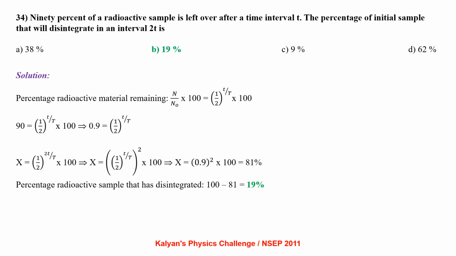Now for the second case, x equal to (1 by 2) whole power 2t by T into 100, that is x equal to ((1 by 2) whole power t by T) whole square into 100, which gives us the value of x to be 81%. So the percentage radioactive sample that has disintegrated is 100 minus 81, that is 19%.